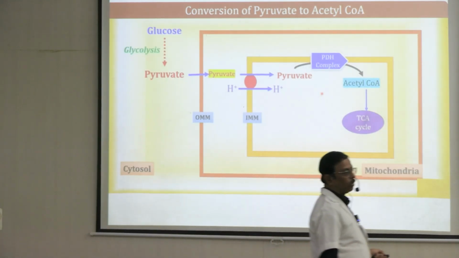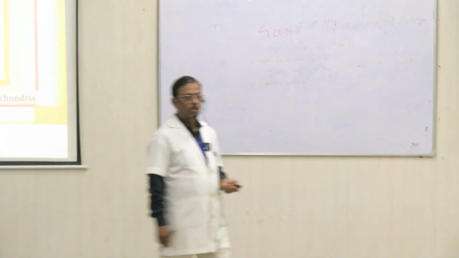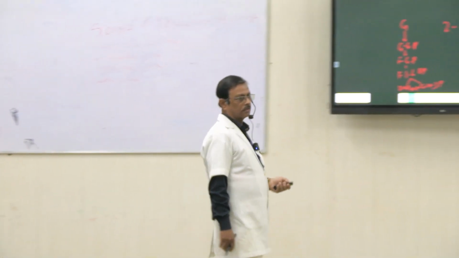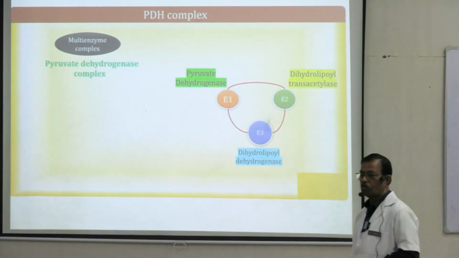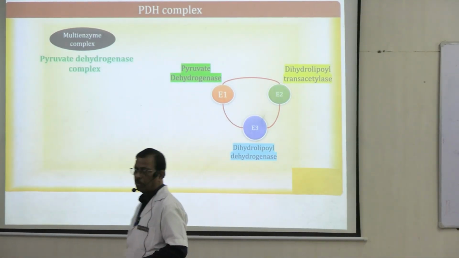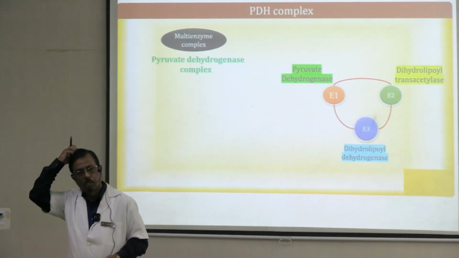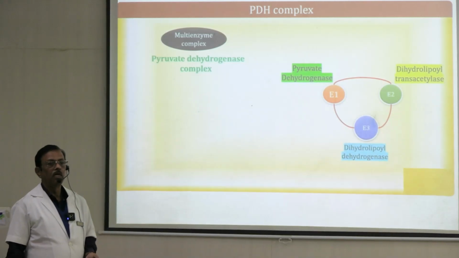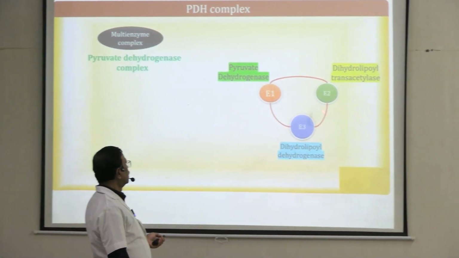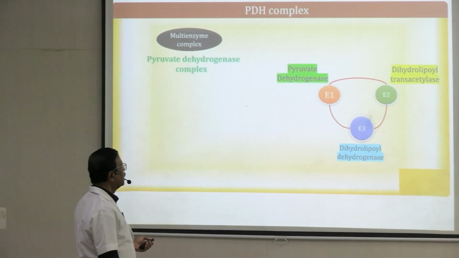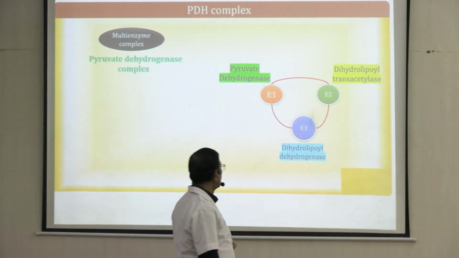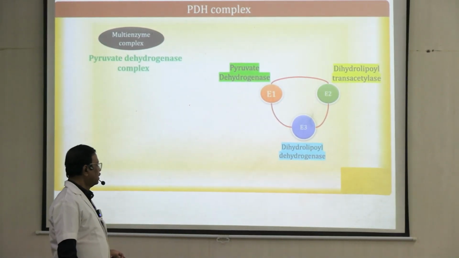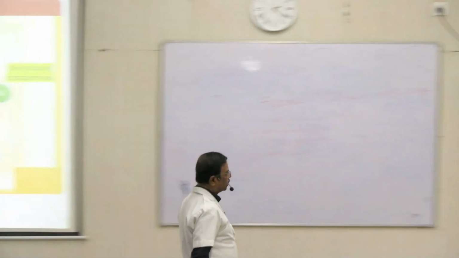The PDH complex is given as a short note: pyruvate dehydrogenase complex. It is nothing but a multi-enzyme complex. It contains 3 enzymes: pyruvate dehydrogenase itself, then dihydrolipoyl transacetylase, or dihydrolipoyl acetyl transferase, same thing. And the third enzyme is dihydrolipoyl dehydrogenase. So it contains 3 enzymes.